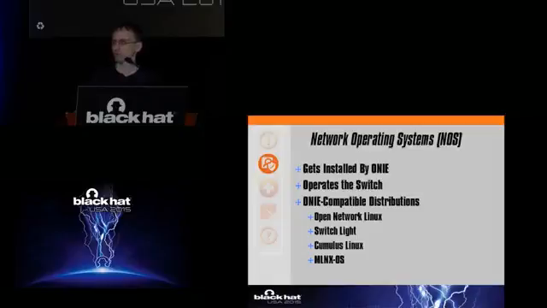There are, turns out, a whole lot of network operating systems. There are only a handful right now that have ONI-compatible distributions. The number's growing, but only a handful right now, because now's a good time to talk about it, right? At the time I started looking at this, we had Open Network Linux, Switch Lite, Cumulus Linux, and Mellanox OS. Okay.